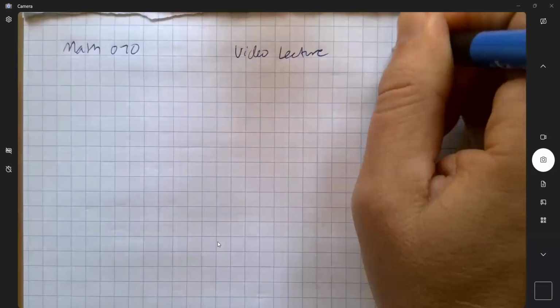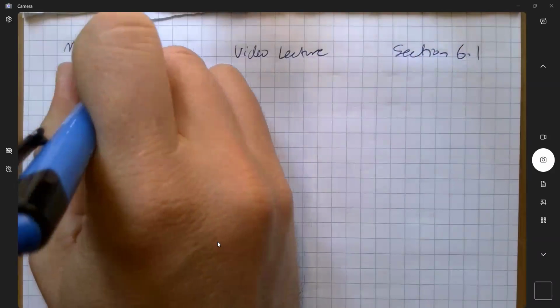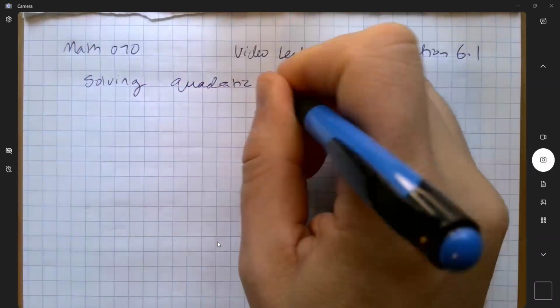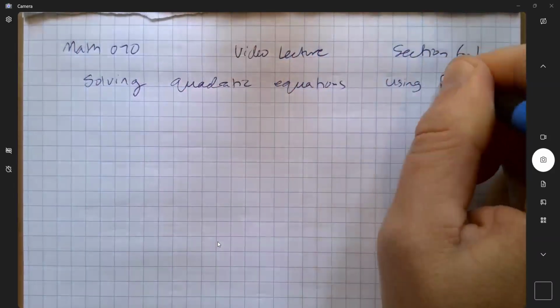We are into chapter 6. This is section 6.1, solving quadratic equations using factoring.